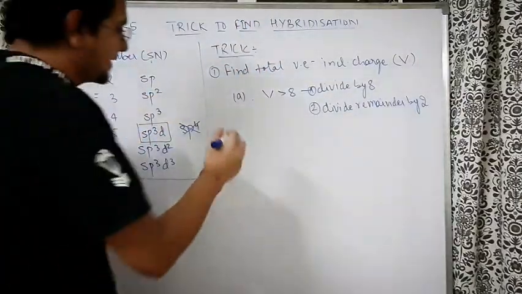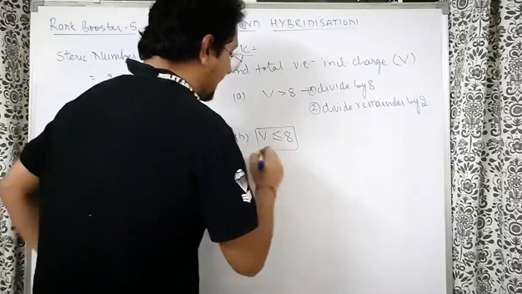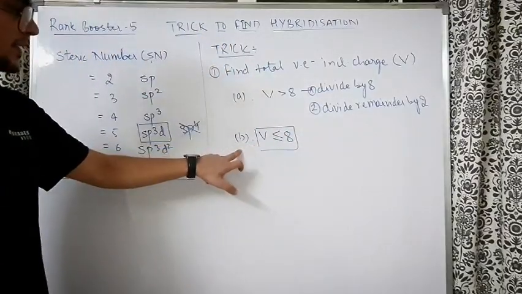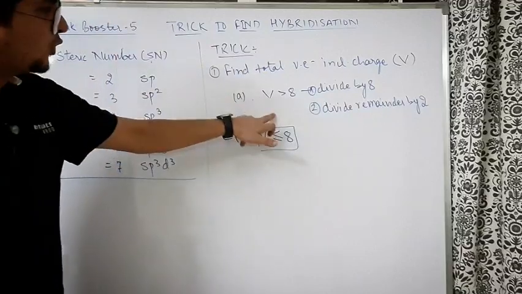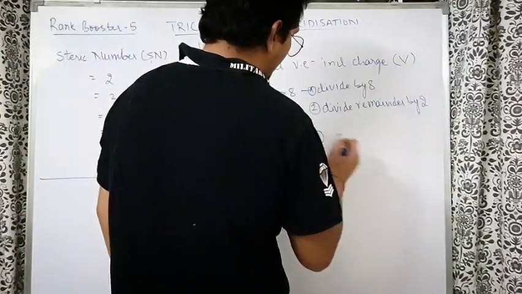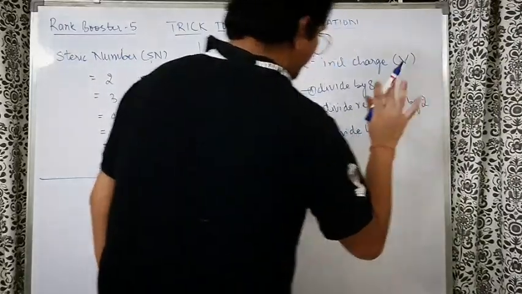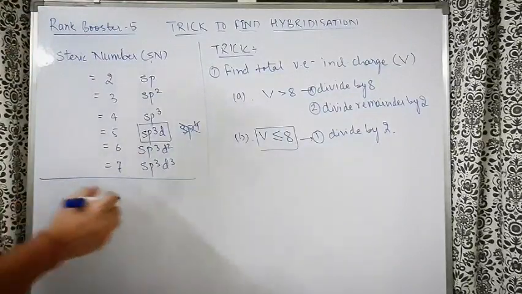Second, if the valence electrons are less than or equal to 8, understand that equal to 8 also comes in the second category. So if it is equal to 8, don't divide by 8. If it is less than or equal to 8, then you will just divide by 2. Khatam. That's it. Theek hai bhai sahab.